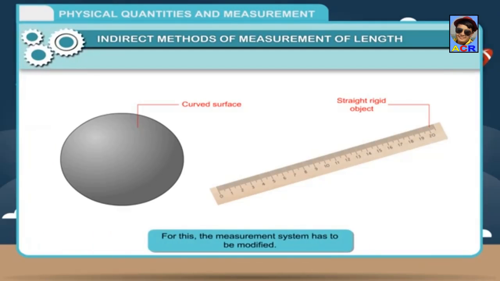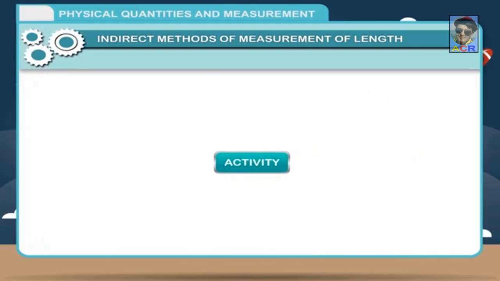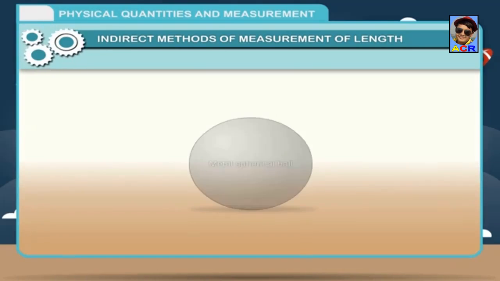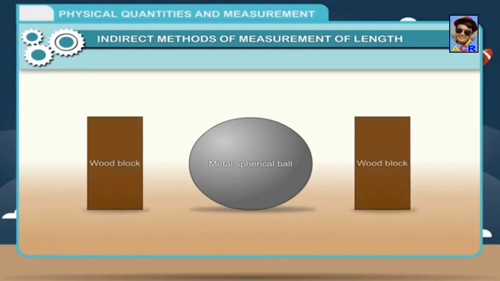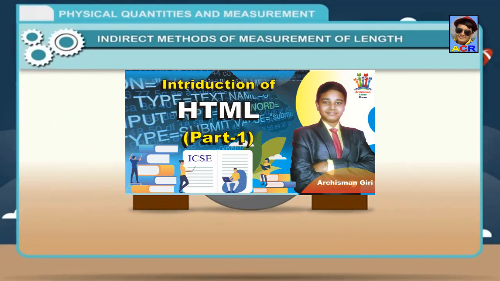For this, the measurement system has to be modified. Let us perform the following activities to understand how we can measure the length using indirect methods. Activity: to measure the diameter of a circular or spherical object. Take a metal spherical ball and two wooden blocks. Place the spherical ball between two blocks.